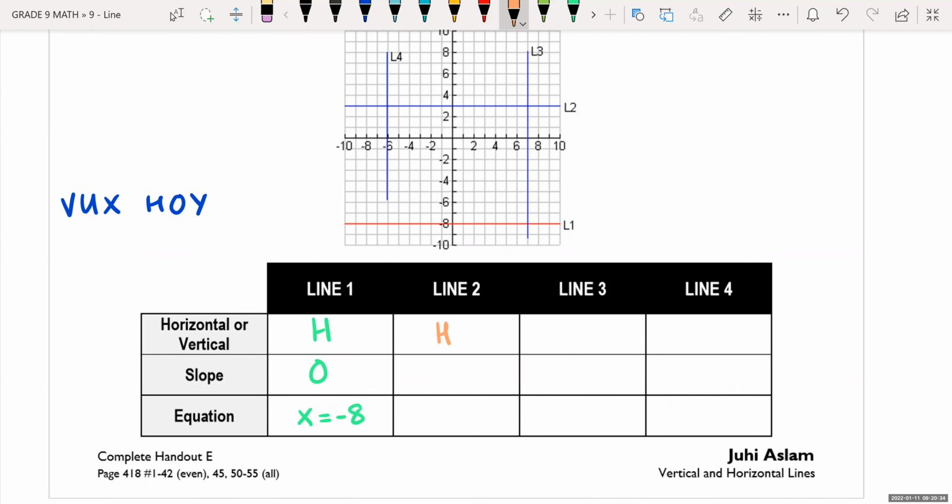I want to see more people typing. It's easy to participate when you're typing. So line 2, is it a 0 slope or is it undefined? Thanks, Javens. Anyone else? Thanks, Julia. 0, and then the equation is going to be, go ahead and write the equation in the chat as well.